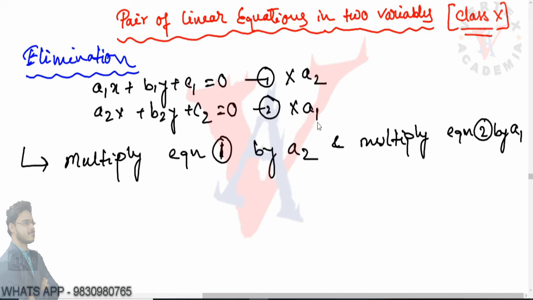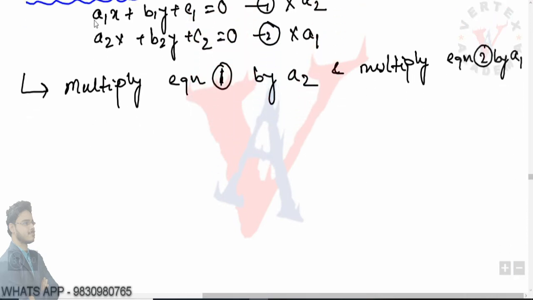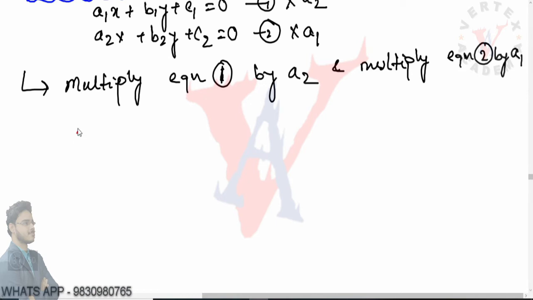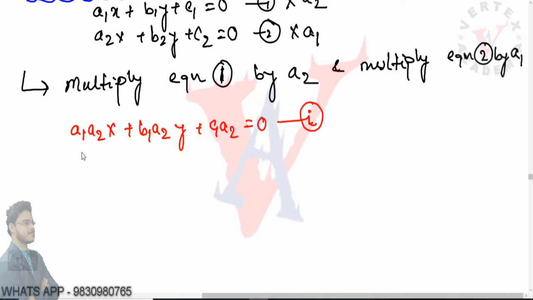So first, multiplying equation 1 by a2 on both sides, we get a1 a2 x plus b1 a2 y plus c1 a2 equals 0. This is the new equation, let us call it Roman 1. Equation 2, multiplied by a1, becomes a1 a2 x plus b2 a1 y plus c2 a1 equals 0.